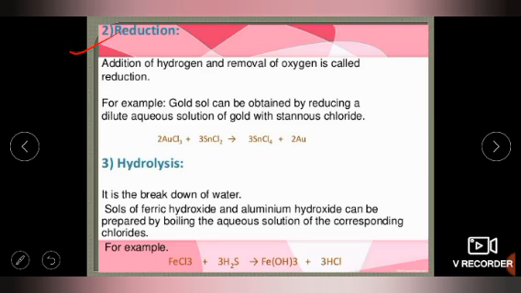Similarly, reduction is the opposite of oxidation, in which there is addition of hydrogen and removal of oxygen. For example, a gold sol can be obtained by reducing a dilute aqueous solution of gold chloride with stannous chloride. So here gold chloride reacts with stannous chloride and forms stannic chloride and gold.